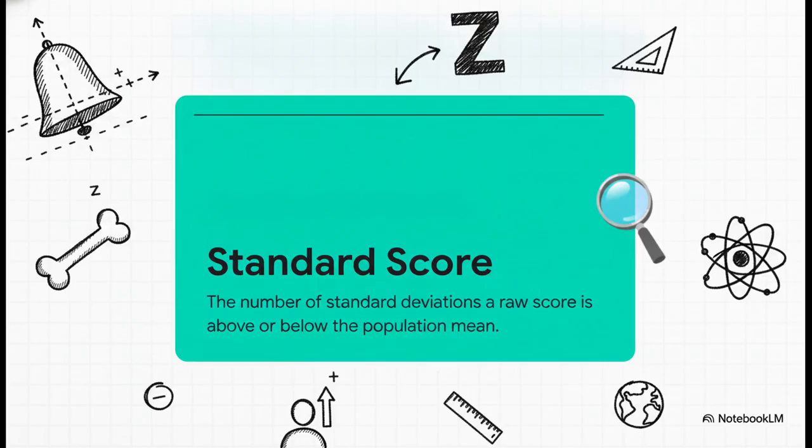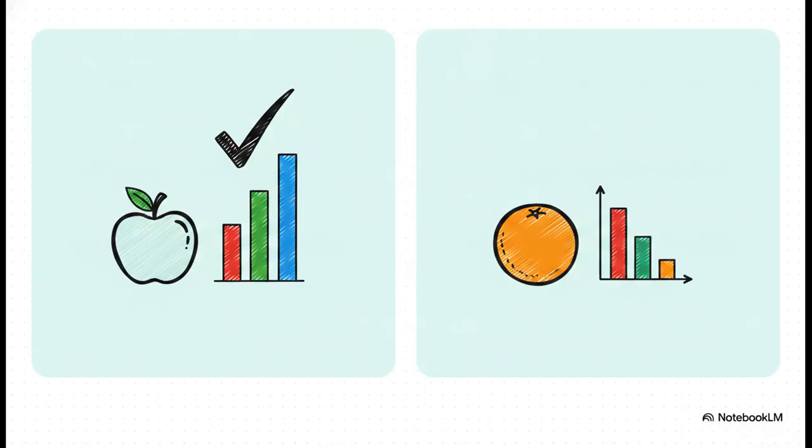A z-score tells you exactly how many standard deviations a specific data point sits away from the center of the pack. Positive means above average. Negative means below. Simple as that. And this brilliantly illustrates our SAT versus ACT problem.